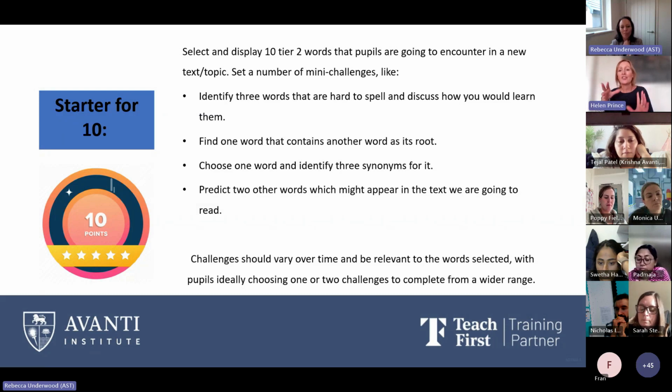That can really set the understanding of what's happening. You might have 10 tier 2 words that you select and display for the week and share it. This is what we're going to be looking at this week. And within that, those are the mini challenges. So they've got that list already.